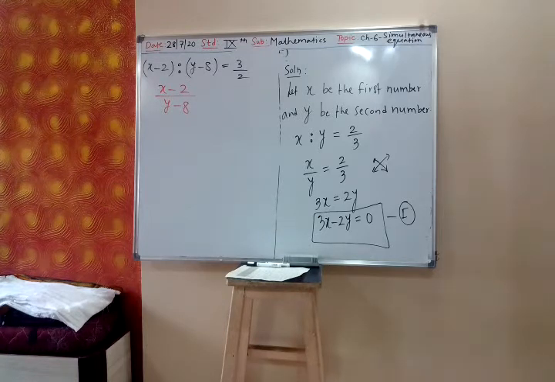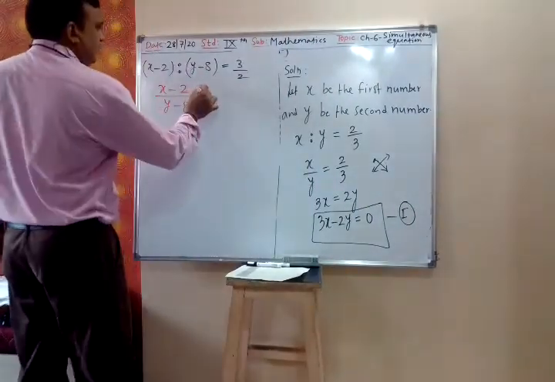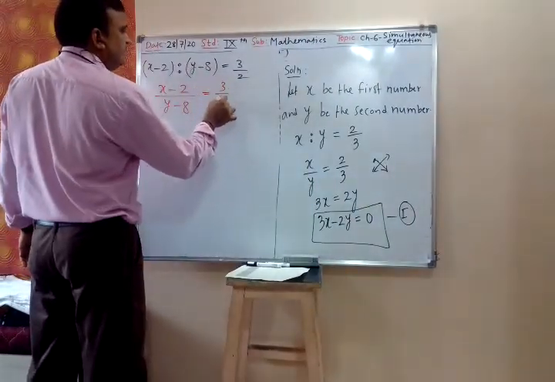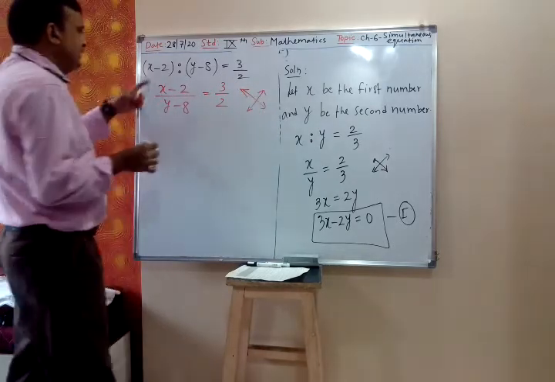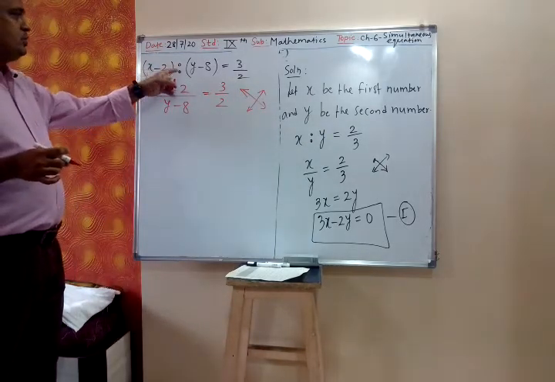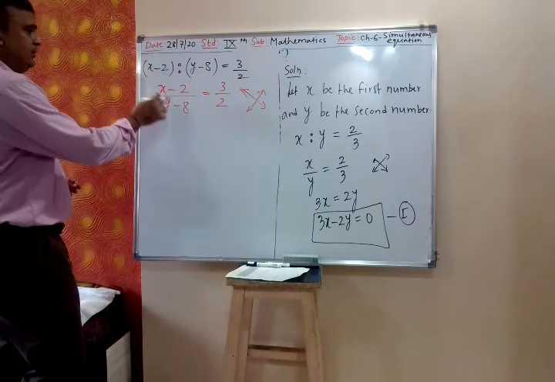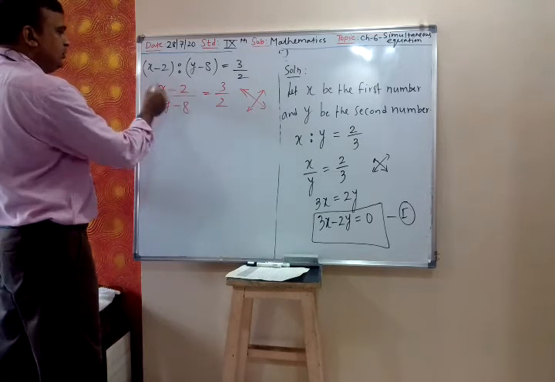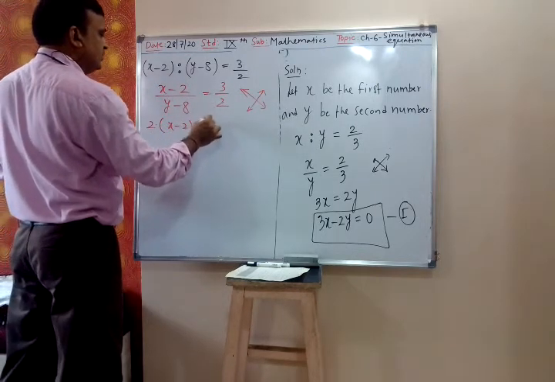X minus 2 upon y minus 8 is equal to 3 by 2. Now we cross multiply. Ratio means division. X minus 2 ratio y minus 8 means x minus 2 upon y minus 8. Now we cross multiply, so that becomes 2 into x minus 2 is equal to 3 into y minus 8.